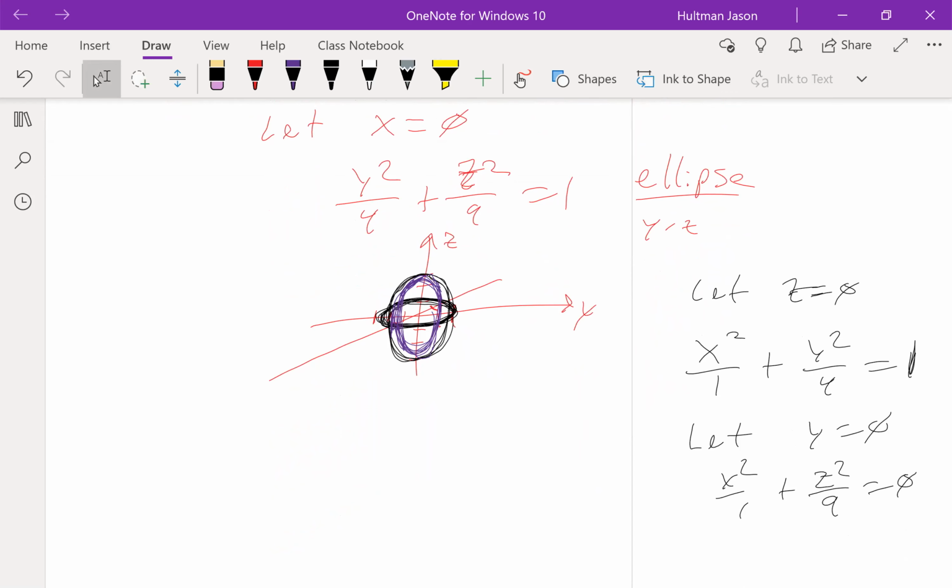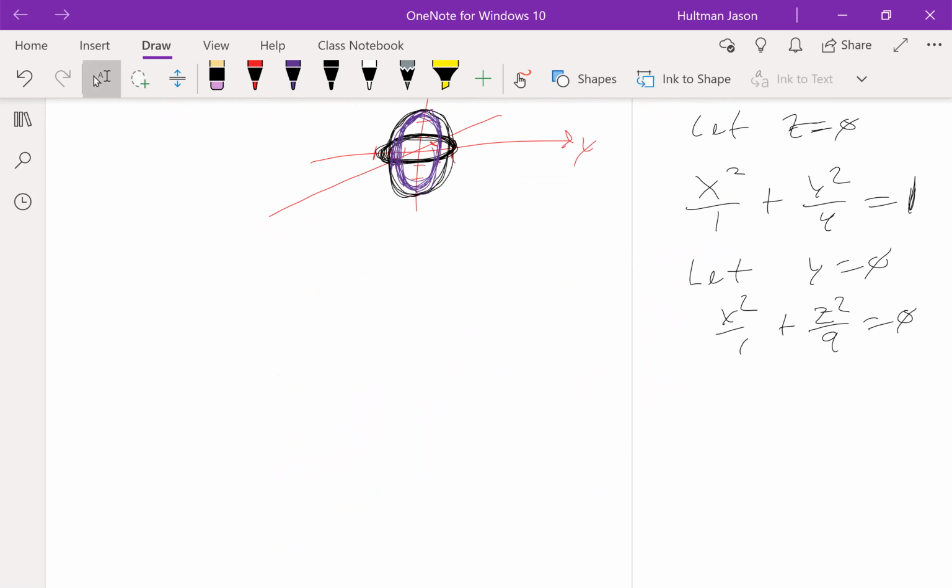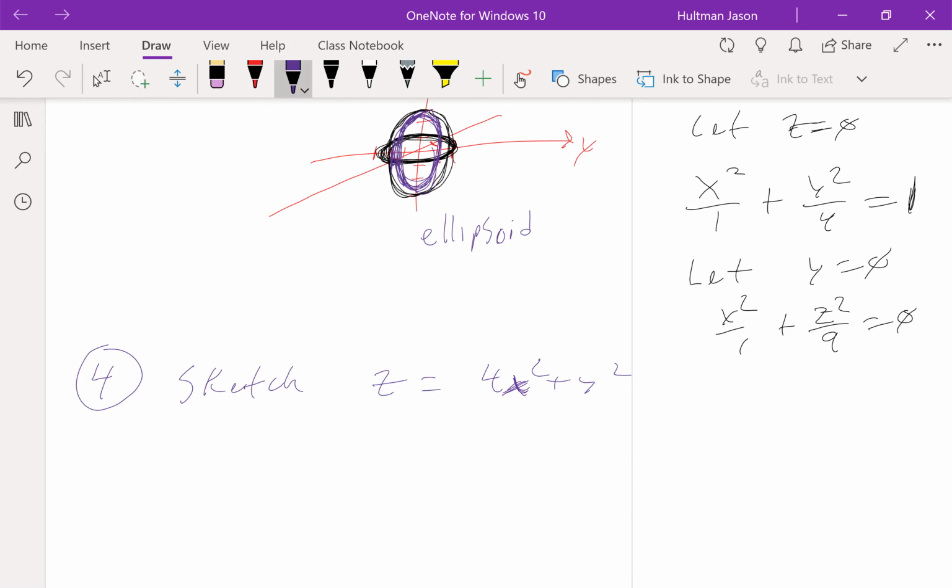Okay, what about this guy here? Okay, let's sketch this guy. We'll call this number 4. Okay, sketch z is equal to 4x squared plus y squared. Okay, this is a quadric. Oh, the previous guy is called an ellipsoid, by the way. Ellipsoid. Why? Because it's just made up of ellipses, like a football. You know, just a squashed ball.